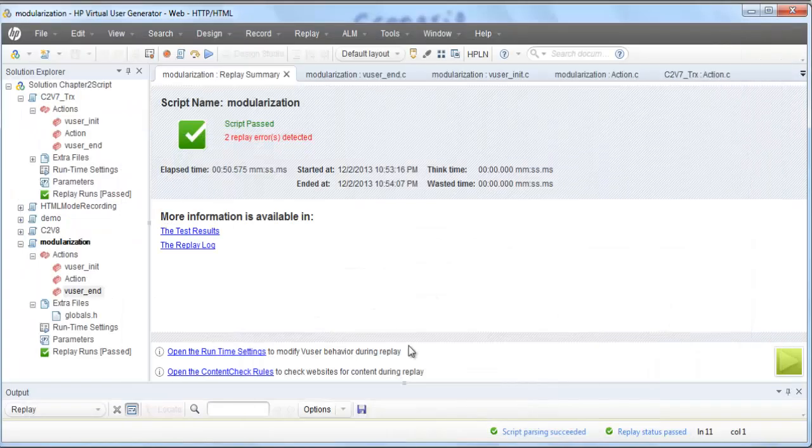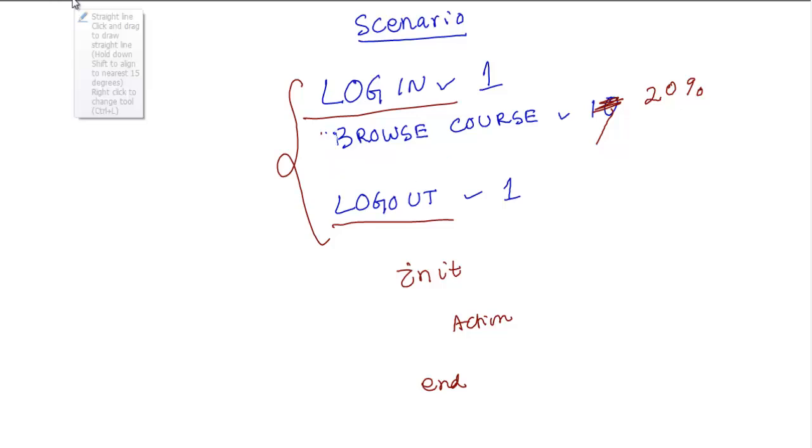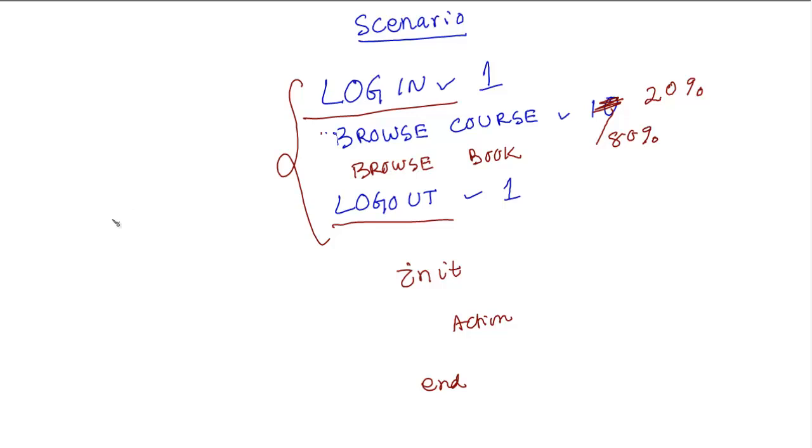Now let's extend the problem. What I want to add is that I want to log in once, and I want to browse a course, let's say, 20% of the time. Then I will do one more activity called browse books, and that I'll do 80% of the time. So that means if I do 10 iterations, then I will browse a course 2 times, and 8 times I will browse a book.